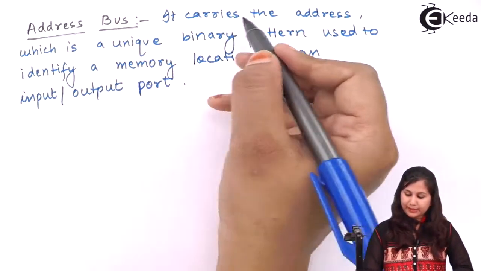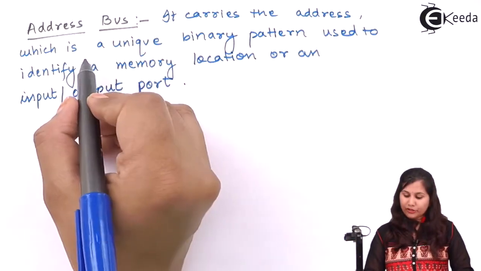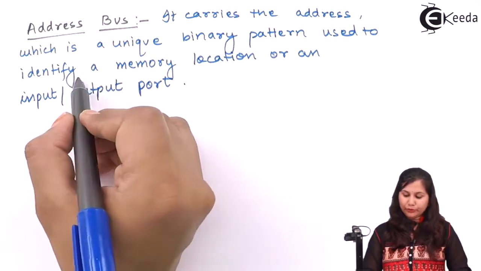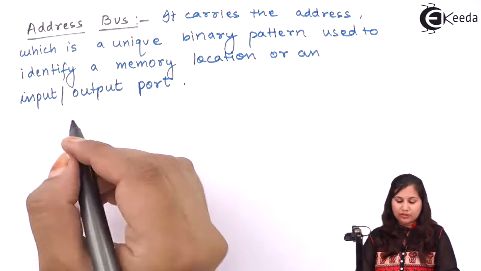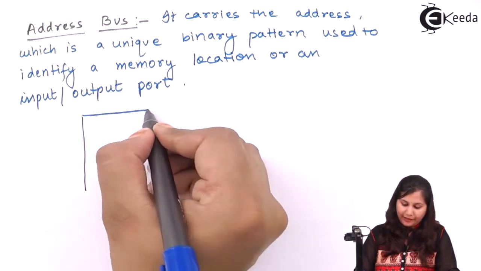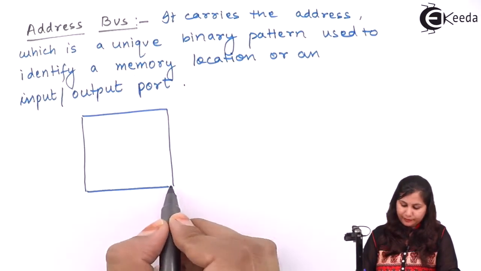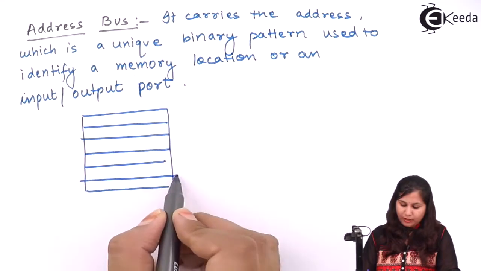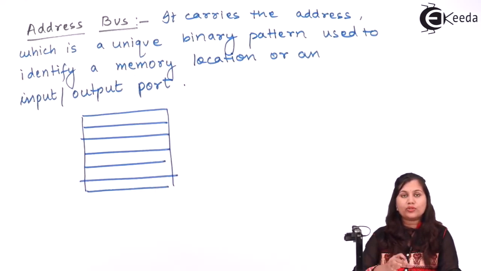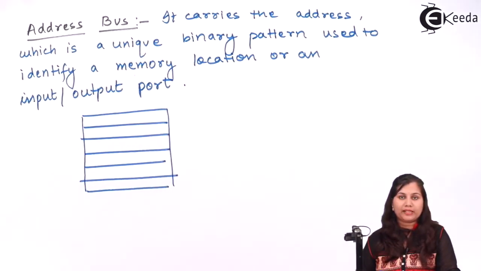So the address bus carries the address, which is a unique binary pattern used to identify a memory location. Now the memory location is an array of registers. Suppose this is a memory location. If the microprocessor wants to read data, it needs to know where the data is stored, so each memory location has a unique address.